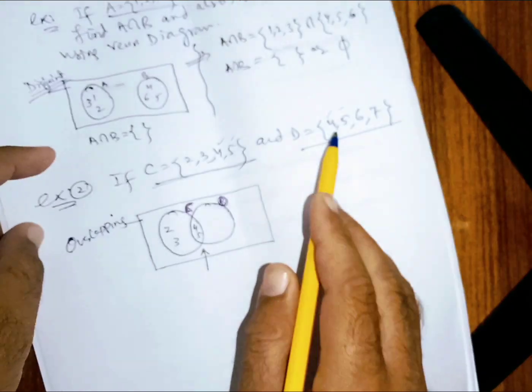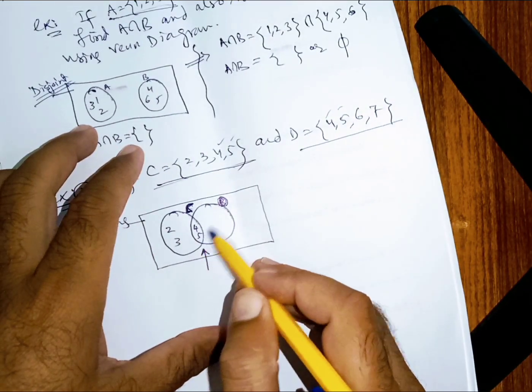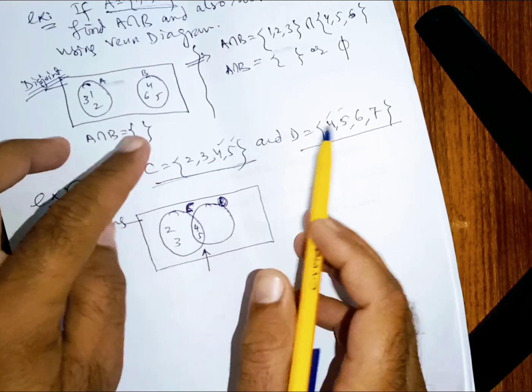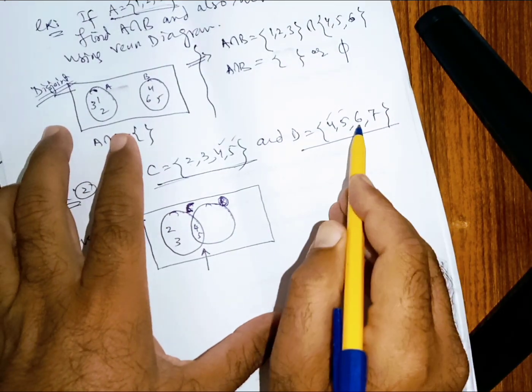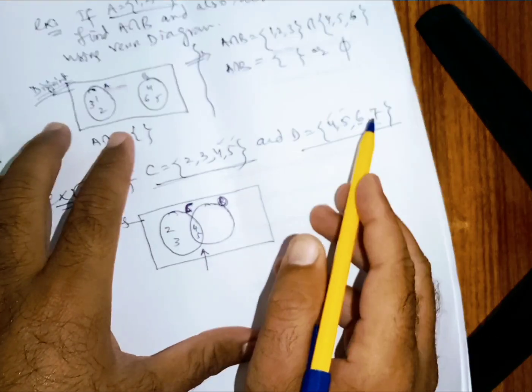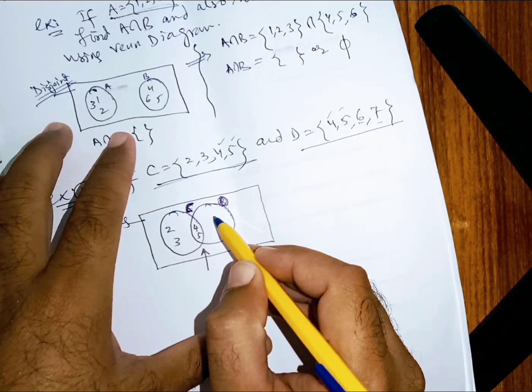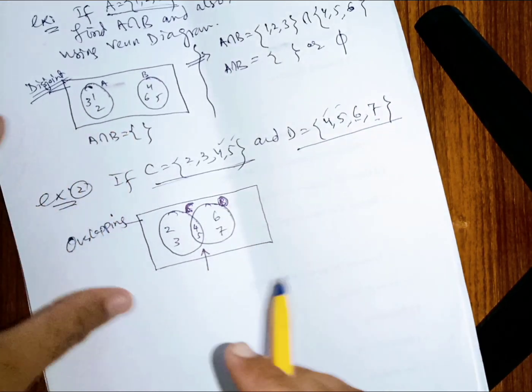And then we have the D set. In D, 4 5 is in between, because this is common. 4 5 are common elements in C and D. The remaining elements, 6 and 7, are only part of D, they are not in both. So we will write 6 7 here.